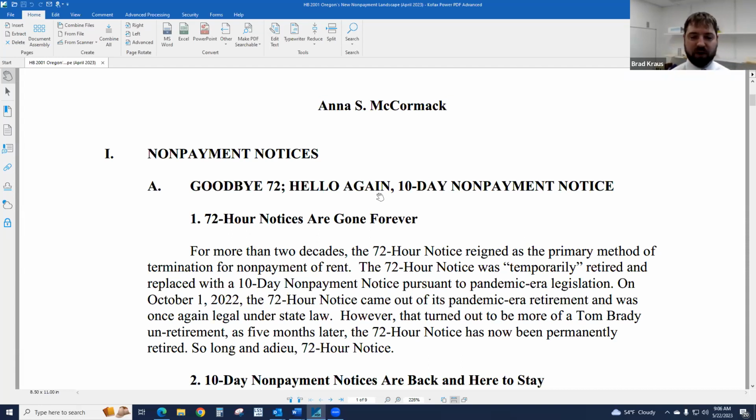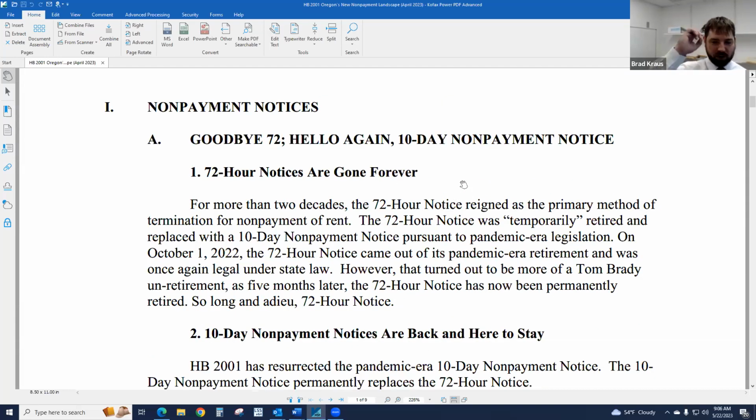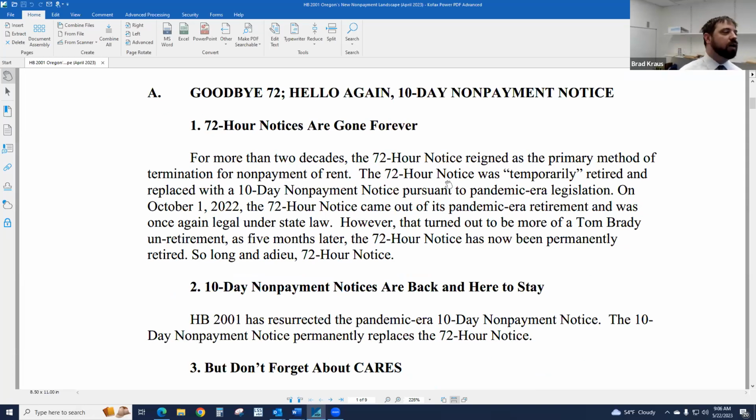And I thought that was all great, and I thought we were just going to maintain that. And unfortunately, the legislature backtracked on us, as the lecture handout states. It was more of a Tom Brady unretirement. Five months later, the 72-hour notice is now permanently banned. So we are now permanently back with 10-day notices. Unfortunately, 72s are long gone.